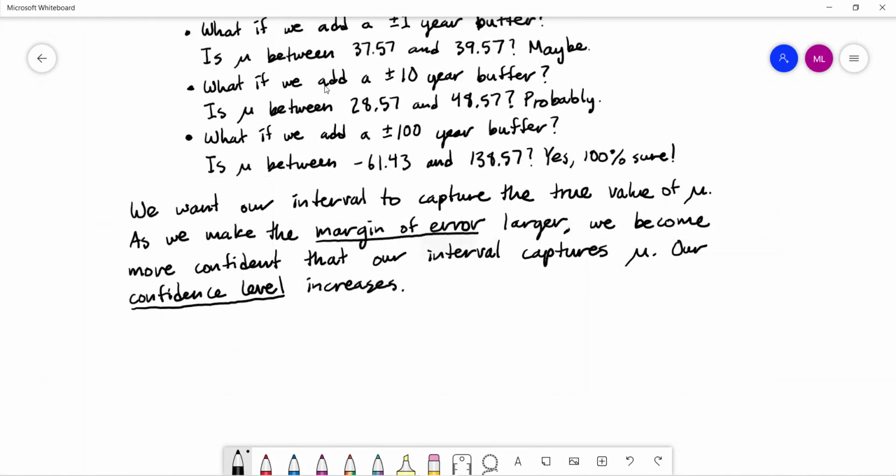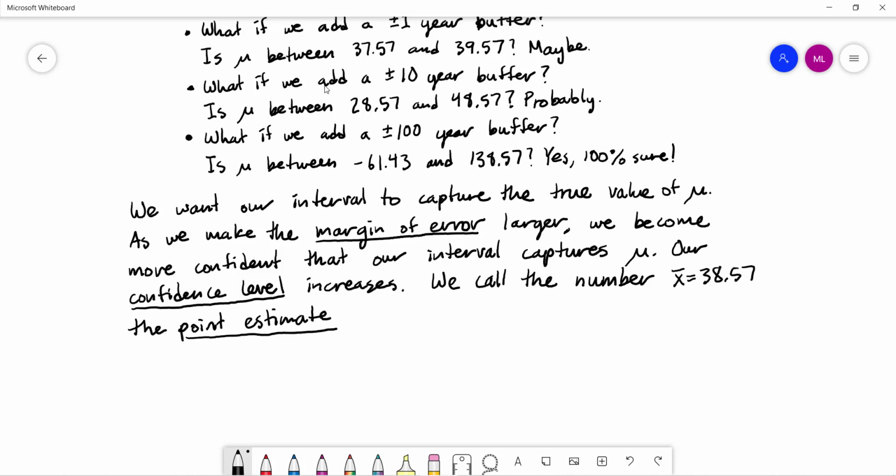to you. So we call the number, in this case, x bar equals 38.57, the point estimate. The point estimate is the best possible guess if you only could guess one number. It's the best guess, given the available data.